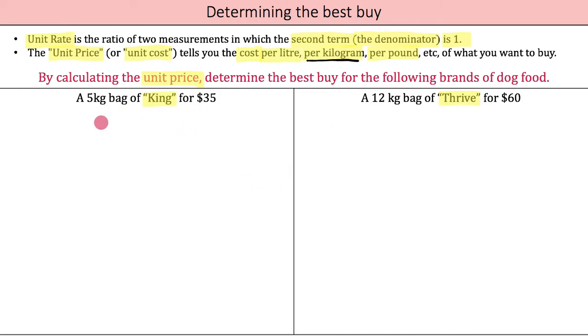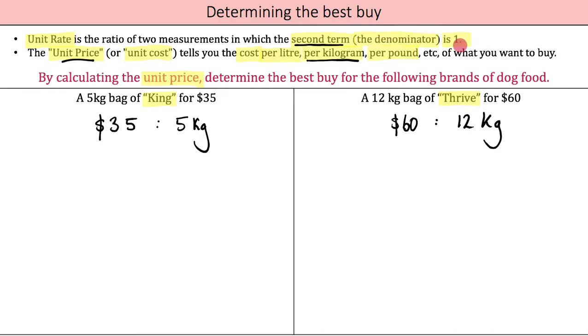So let's write out a ratio. For this one it's going to be $35 for 5 kilos. And for this one over here, we know it's going to be $60 for 12 kilos. Now, in order to find the unit price, if we look at our unit rate definition, we need the second term, or the denominator, to be 1. So if I want this second term, this 5 kilo, to be 1, how am I going to do that? Well, I'm simply going to divide by 5.